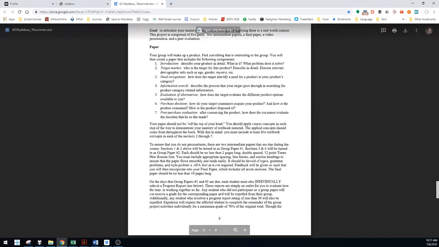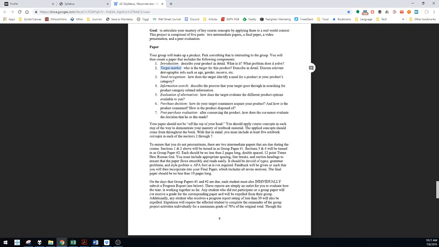So make sure when you write this that you clearly indicate where one section ends and the next section begins. Section headings is the obvious way to do that. You can put introduction in italics and bold, and then once you finish that section, go on to target market, put that in italics and bold. That makes it clear that you're changing ideas and moving from section to section.